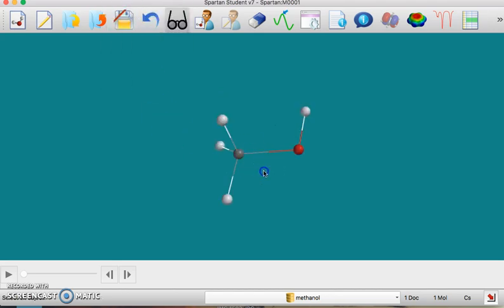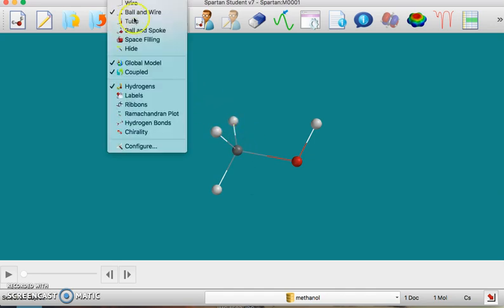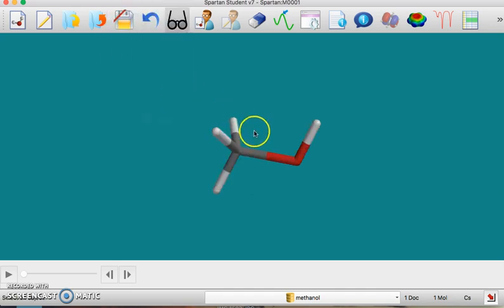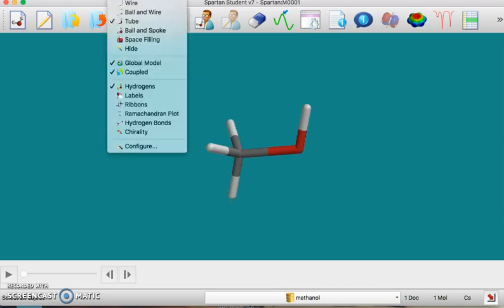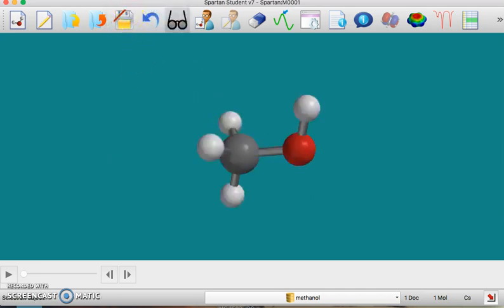Ball and wire can be helpful, and all this really does is minimize the size of the balls and the wires so that you can see other features like the dipole moment that you would put on here. Tube, okay, this is kind of like the spoke version, except larger tubes, so you can see the colors better. Ball and spoke, that's where we started.